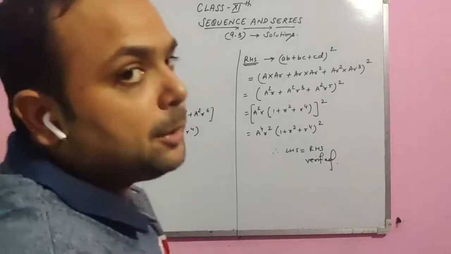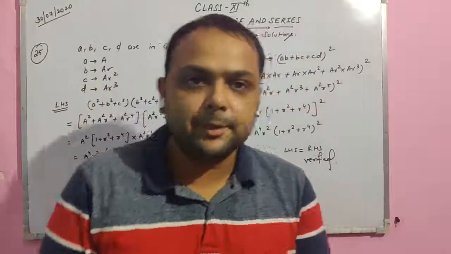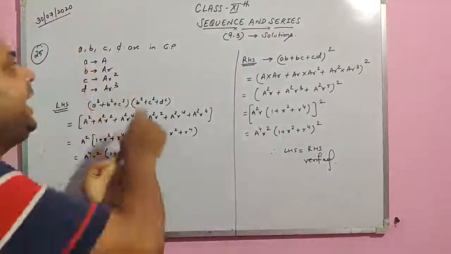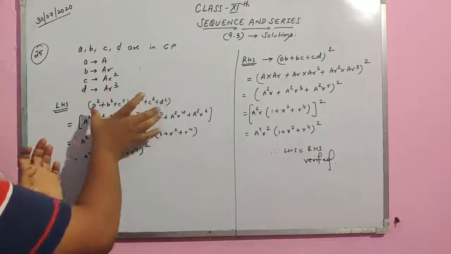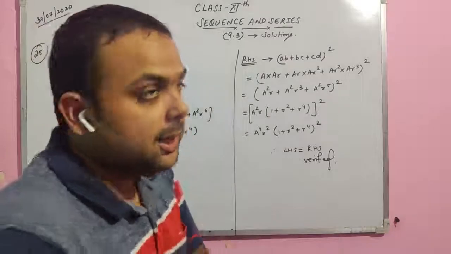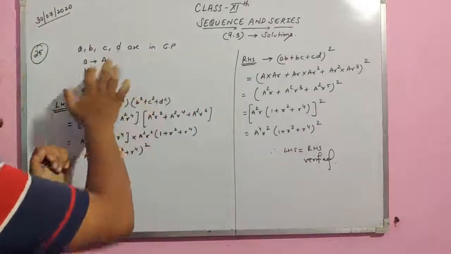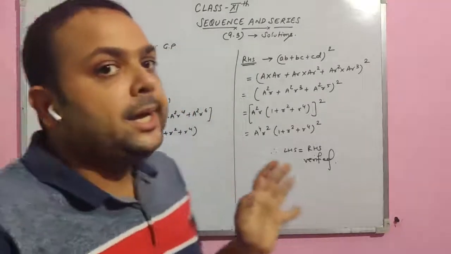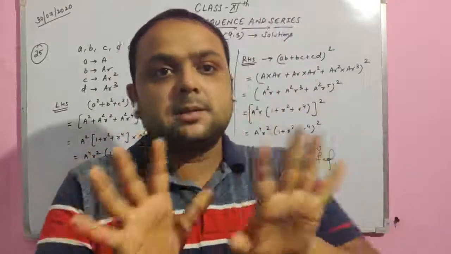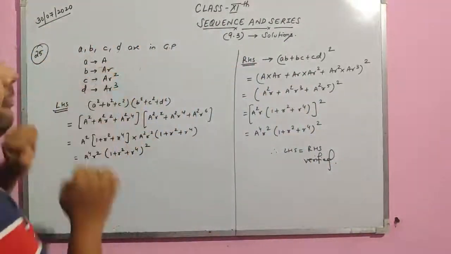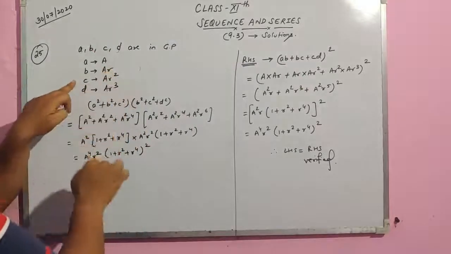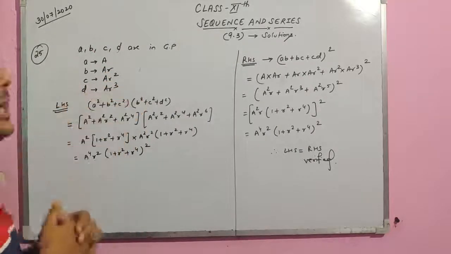Now we will see question number 25 of 9.3. The question is, if A, B, C, D are in GP, we have to prove this LHS is equal to the RHS. Now since they are in the GP, the first term is A. I have chosen capital A to help you out with the symbols, otherwise you will be confused with small a on both sides. This is capital A, the first term. Second is AR, third is AR square and the fourth is AR cube.